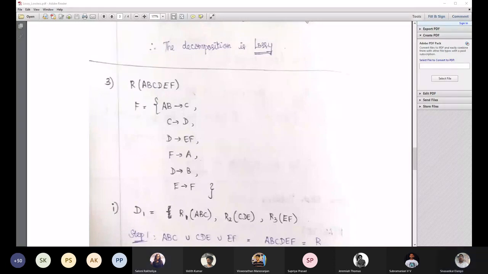Yeah, so check it out. I don't have any solution for this problem, but I think it can be proved. It can be proved whether it's a dependency preserving decomposition or not. So I want you to work it out and come up with a solution.